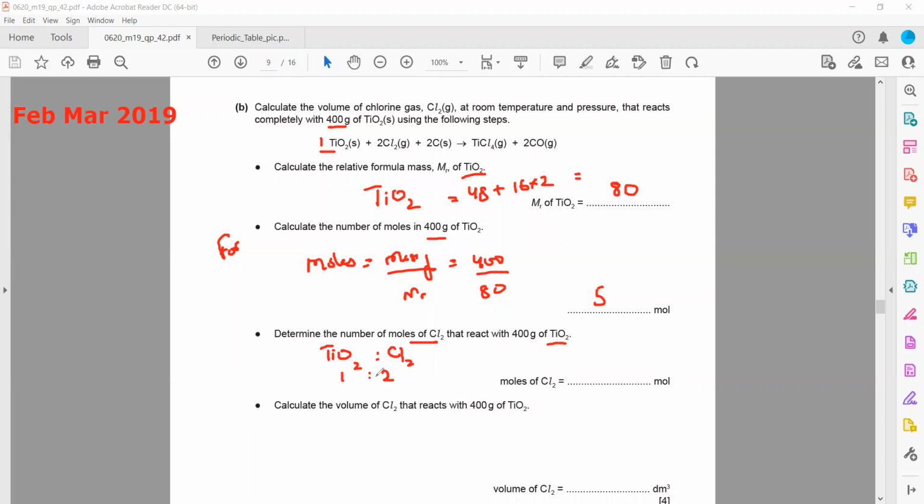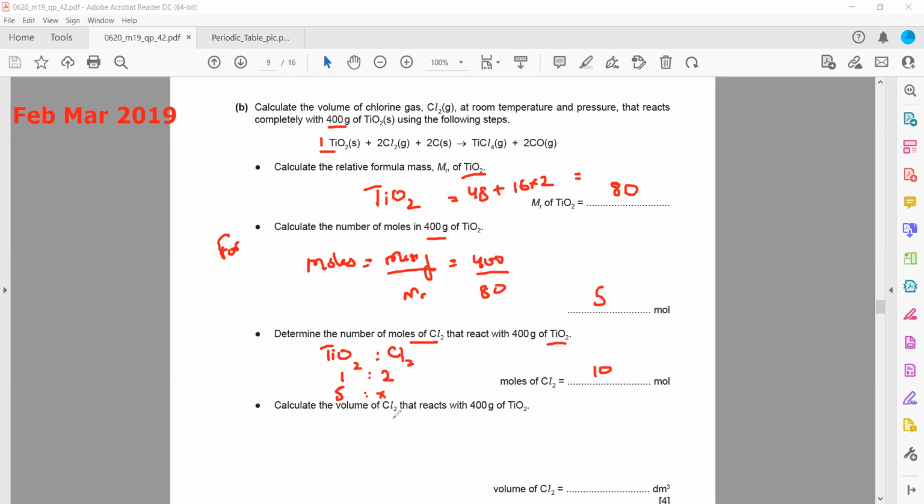In the question, we have 5 moles of titanium oxide, then there will be X moles of chlorine. So we cross multiply, 1 multiplied by X and 5 multiplied by 2. 5 multiplied by 2 will give us 10. So there will be 10 moles of chlorine in this.